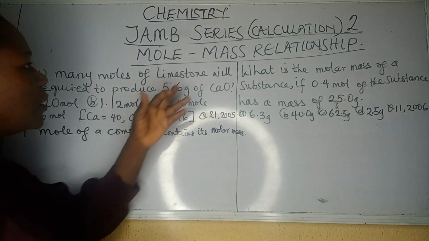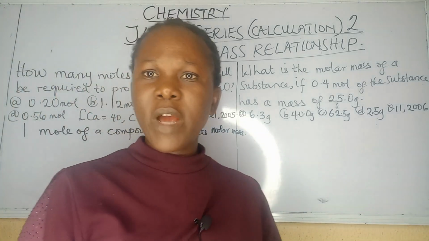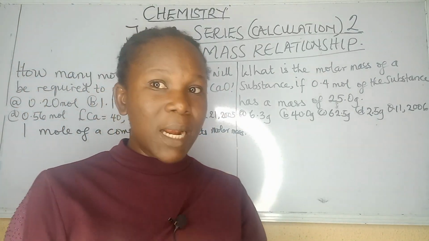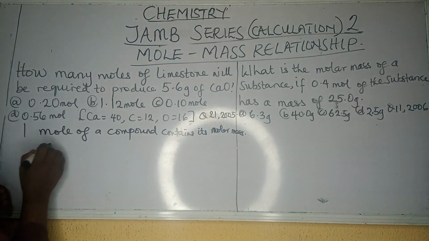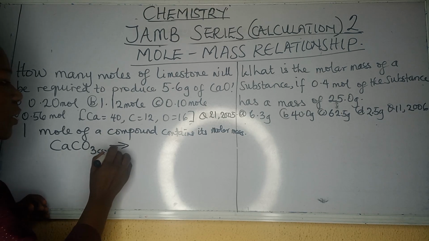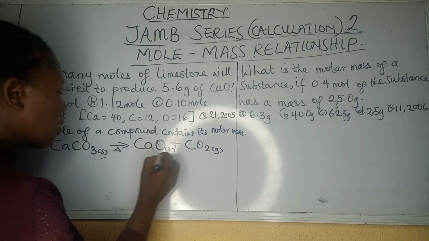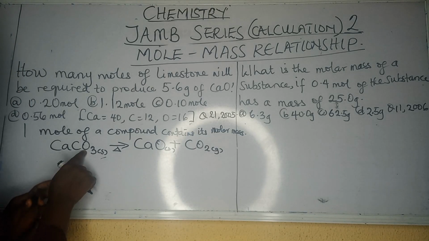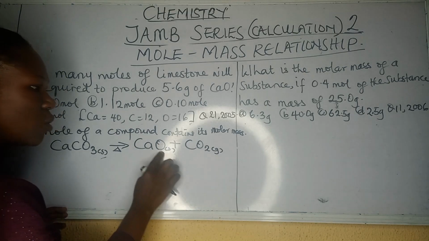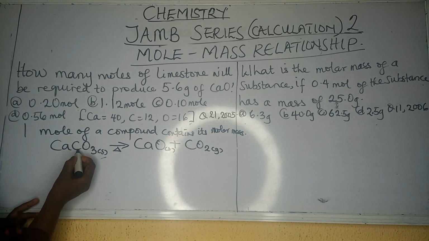So the compound concerned here is limestone. But we must write the equation of reaction. In some cases, the equation of reaction will be given, but in this case it was not given, so we will write and balance it. Limestone is CaCO3. When it is heated, it undergoes thermal decomposition to give calcium oxide and carbon(IV) oxide. Now, to balance the equation, we have 3 atoms of oxygen here and 2 atoms of oxygen with this one making it 3. So oxygen is balanced. Then we have 1 atom of carbon, 1 atom of carbon.